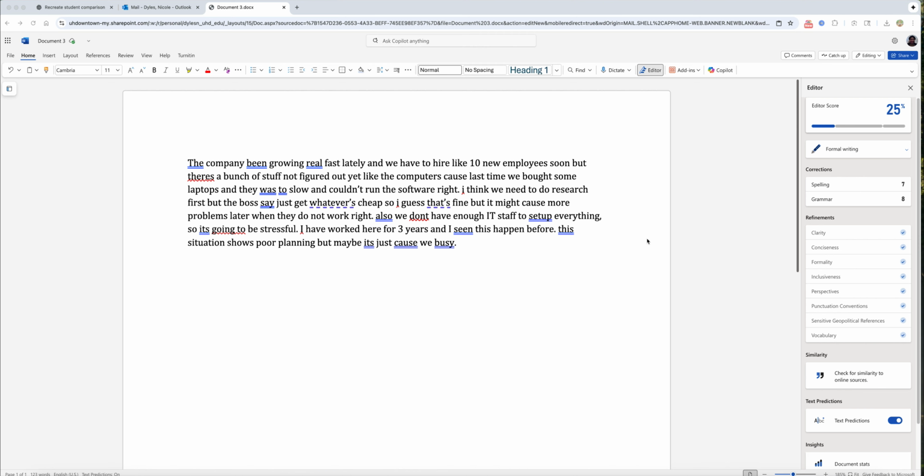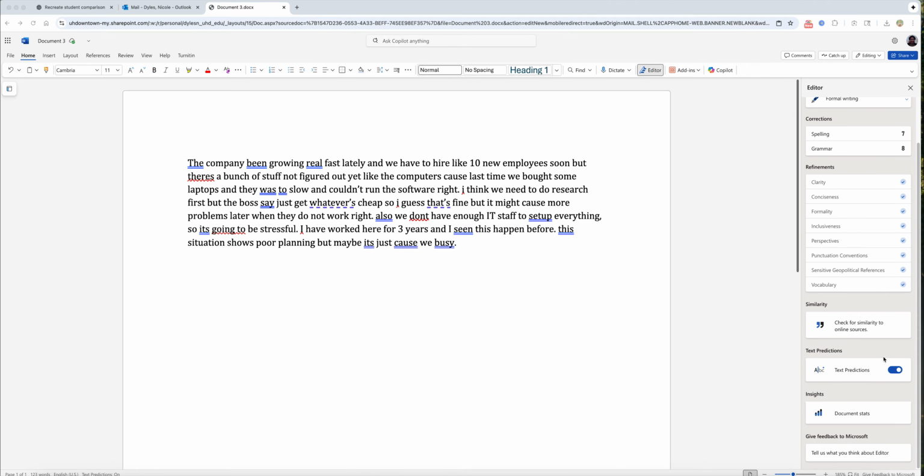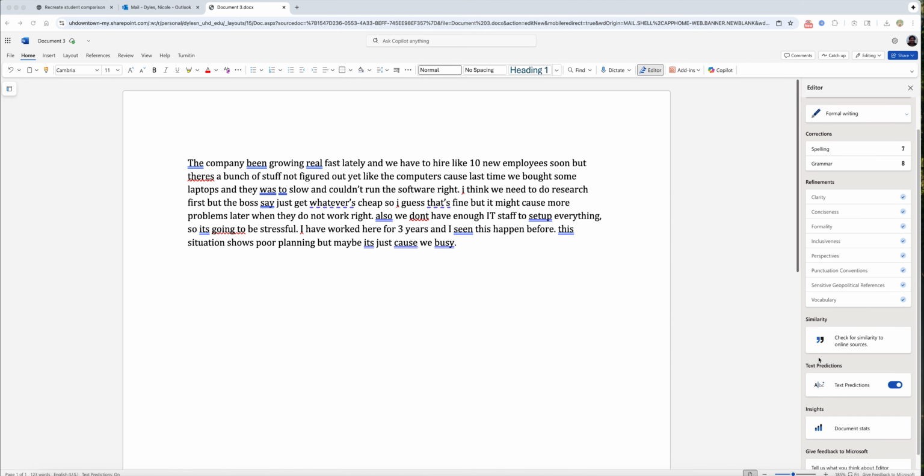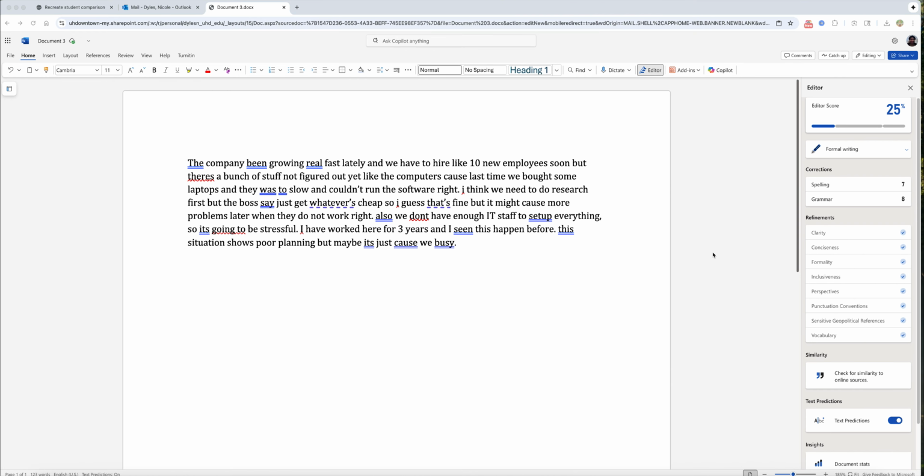is the built-in editor in Microsoft. And definitely, use this and just have some fun with it, see how it works for you. And it's built into Microsoft Word, right? So it's not an external thing that you have to worry about any rules against it or anything like that. It's built right into Microsoft Word.